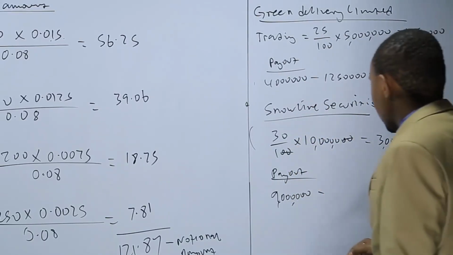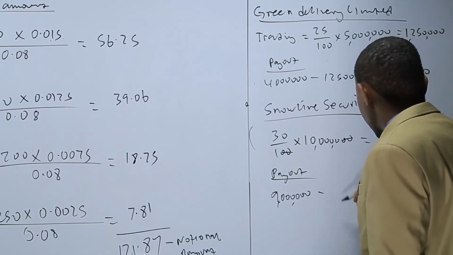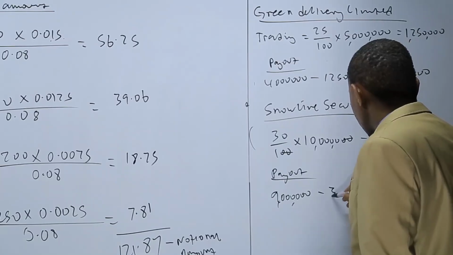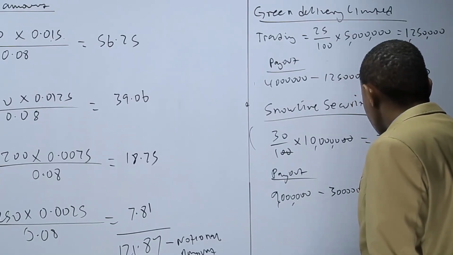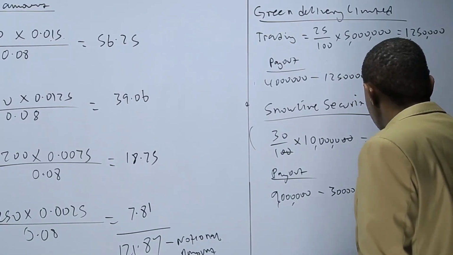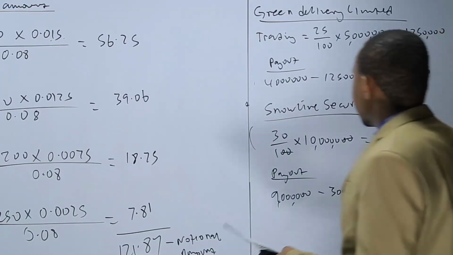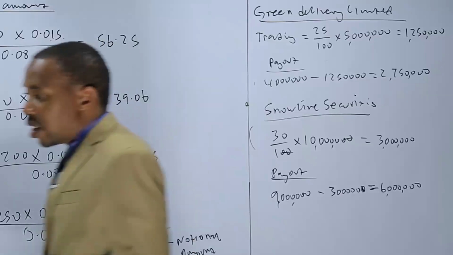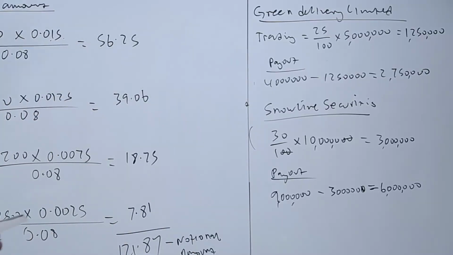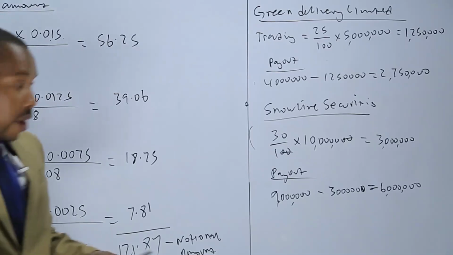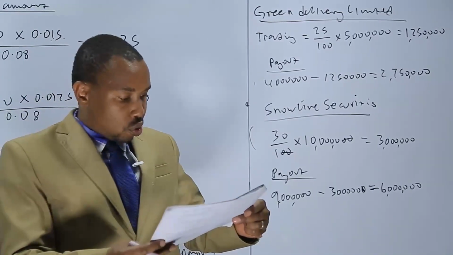We subtract this value right over here, which is 3 million. We get 6 million. That is the payout, or those are the payouts for Green Delivery Limited as well as Snowline Securities Limited. Well, that's it for question 2.